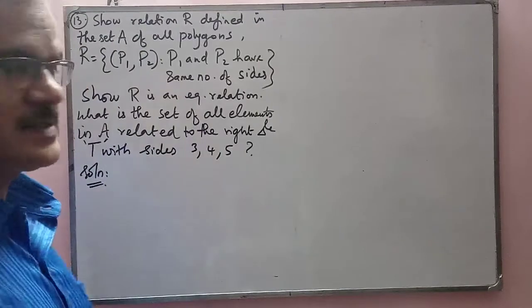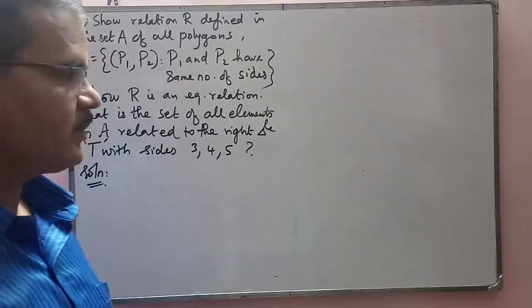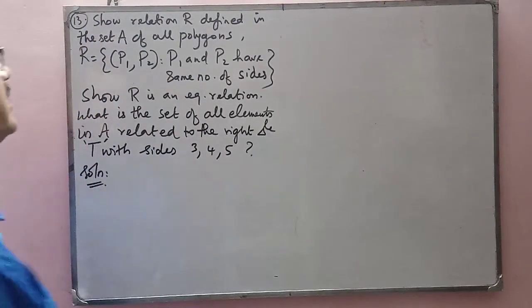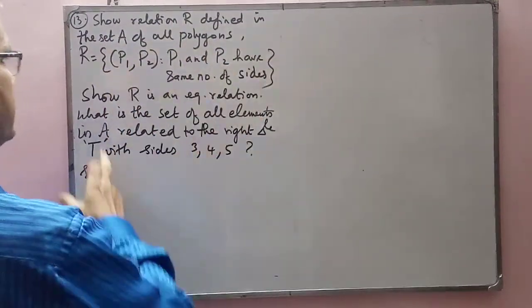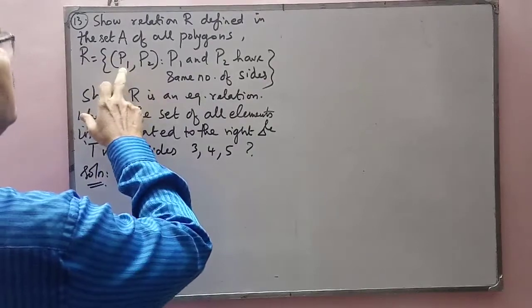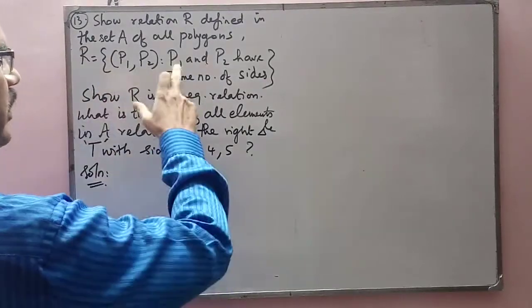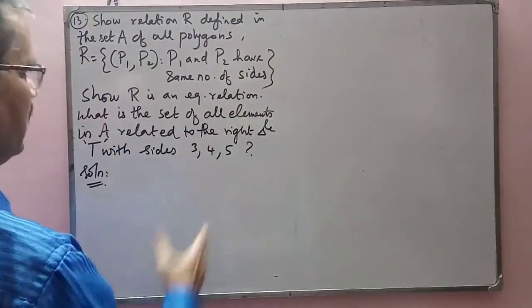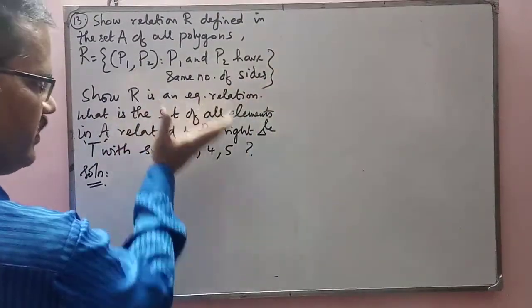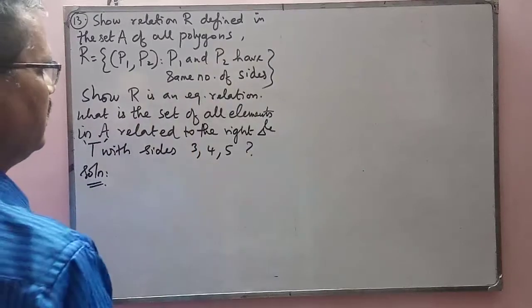We are discussing exercise 1.1, Relations and Functions, chapter 1, problem 13. The question says: show that the relation R defined in the set A of all polygons, where R is defined as the ordered pair (P1, P2) such that P1 and P2 have the same number of sides, is an equivalence relation. Up to this, one question is there. The second part is there, we'll see that later. First we'll prove it is an equivalence relation.